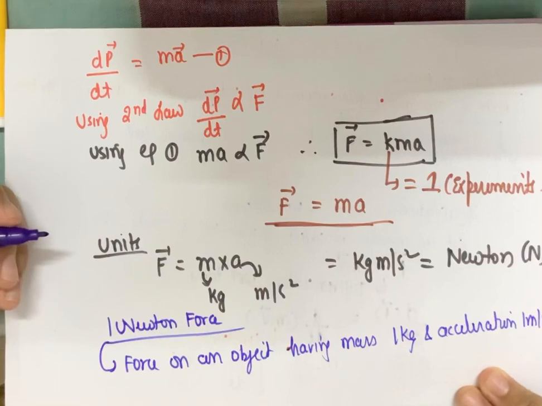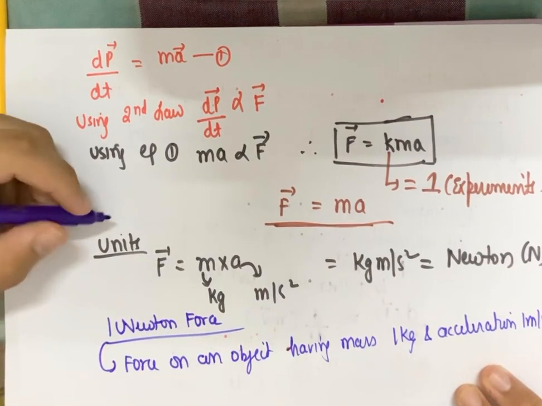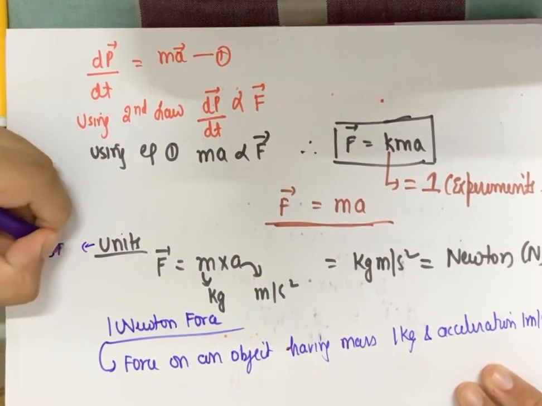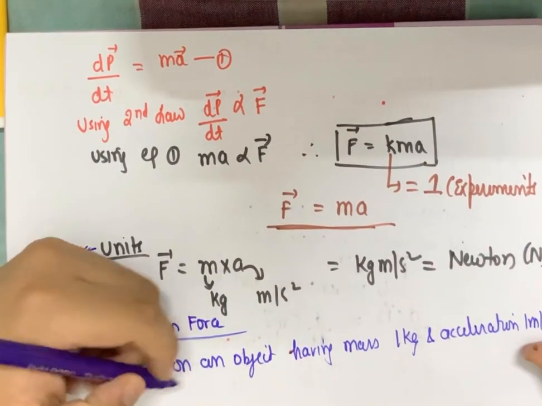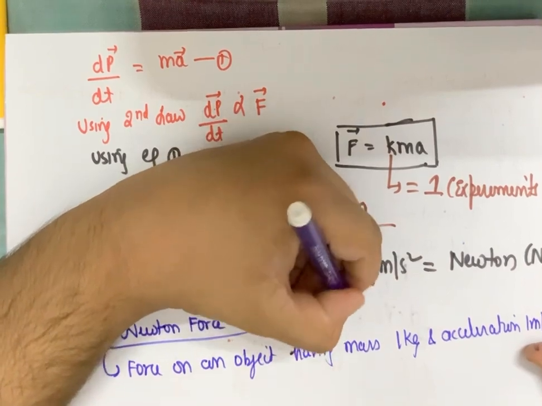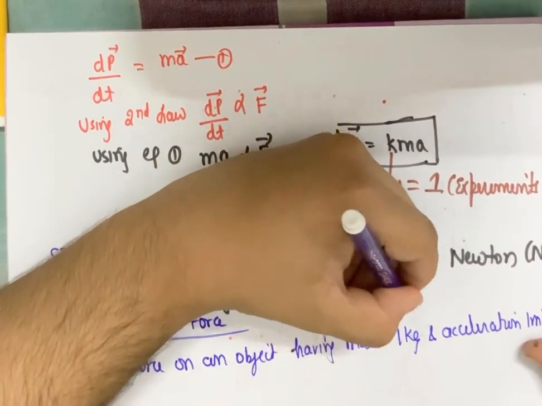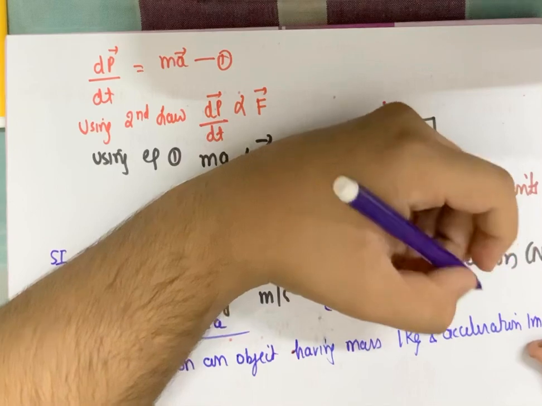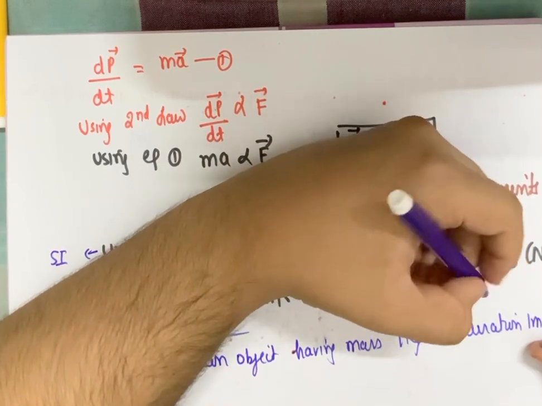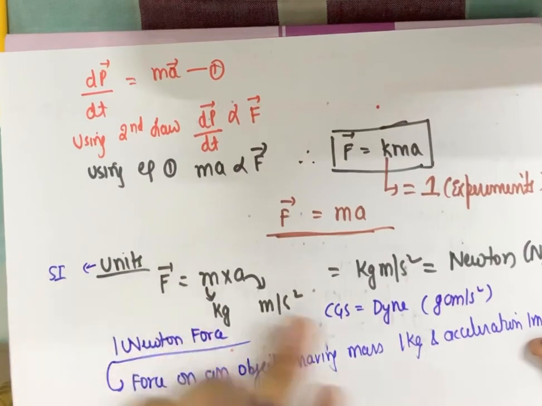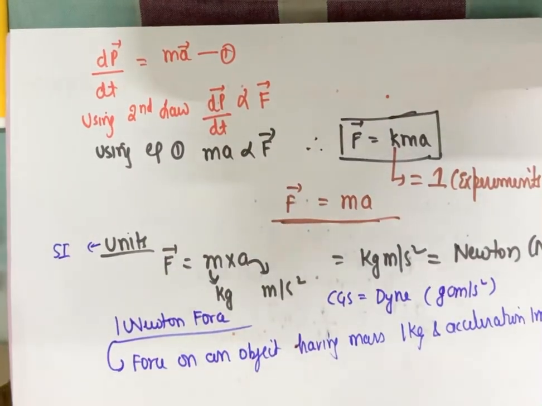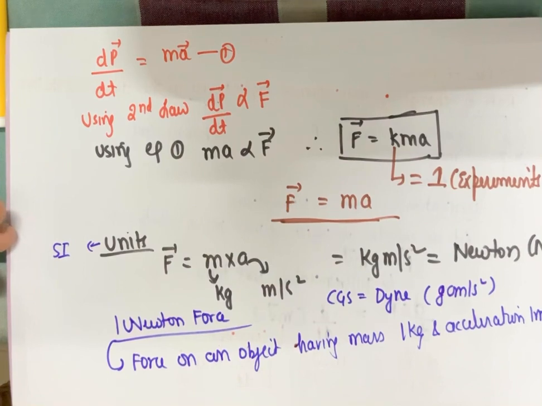Fine. Now this unit of force in Newton is basically your SI unit, and we also have a CGS unit. The CGS unit of force is called dyne. I'll just write the CGS unit also, dyne, which is basically, instead of kilogram we put gram, and instead of meter per second square we put centimeter per second square, which is gram centimeter per second square. And one thing again, how to convert these two units. We get one more formula from there.